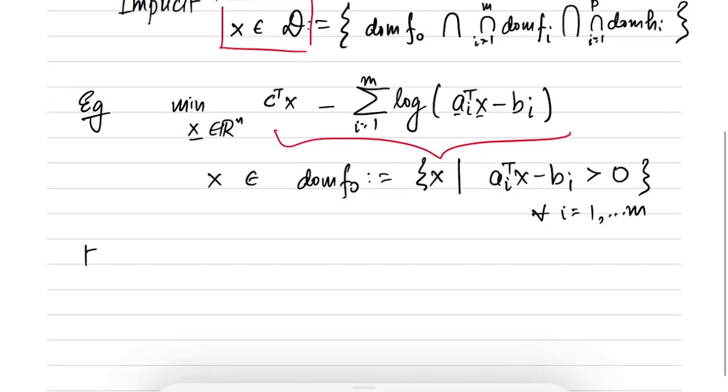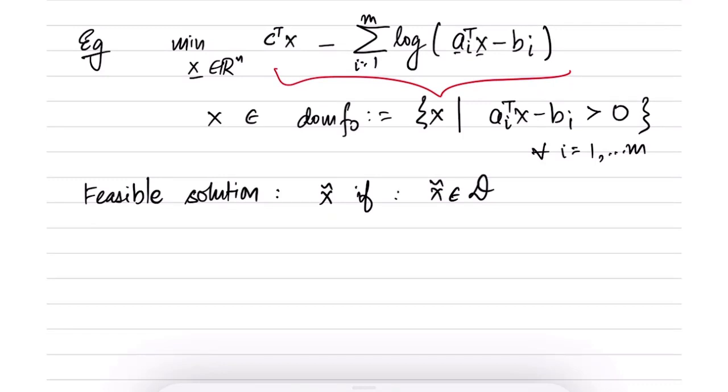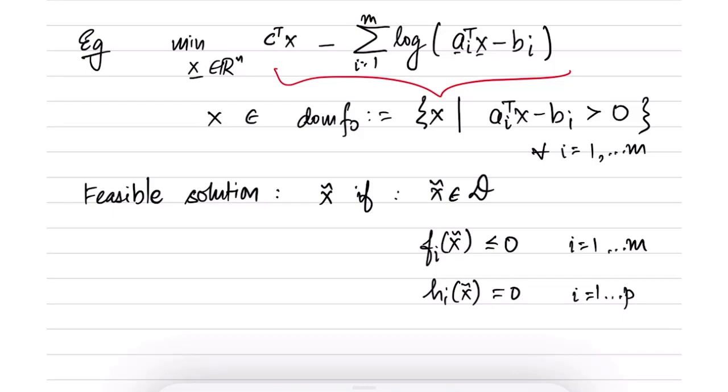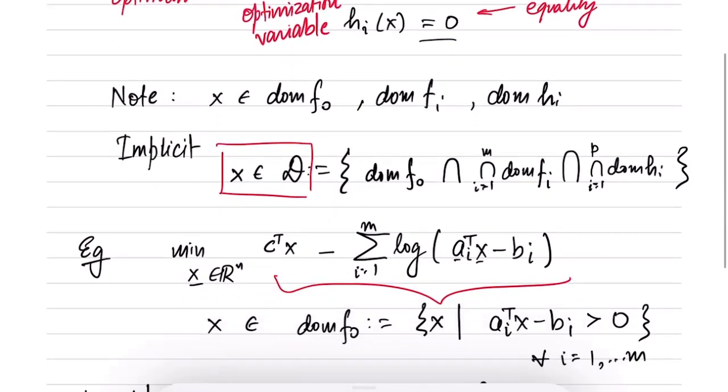There is also a possibility of having a feasible solution. So a feasible solution x tilde satisfies that x tilde is in the domain, first of all. So x tilde is feasible if it is in the domain, and fi of x tilde is less than or equal to 0 for i equal to 1 to m, and hi of x tilde is equal to 0 for i equal to 1 to p. So in other words, x tilde is feasible if it satisfies all the constraints. Doesn't matter what it is at the objective.